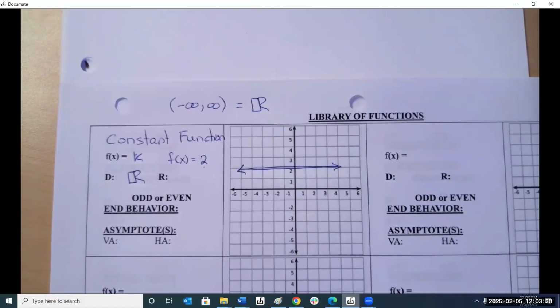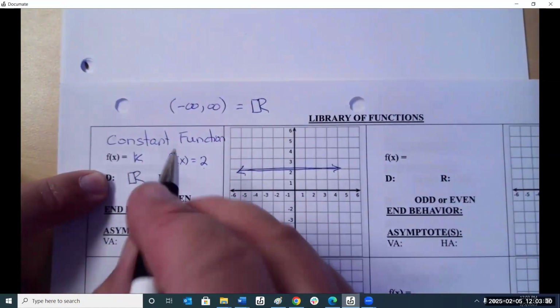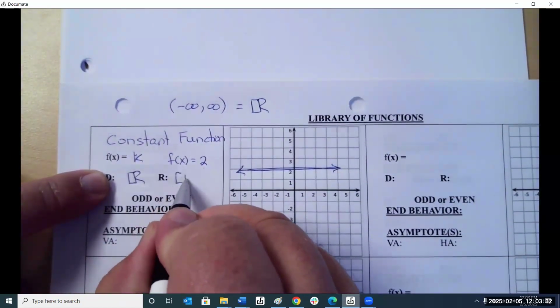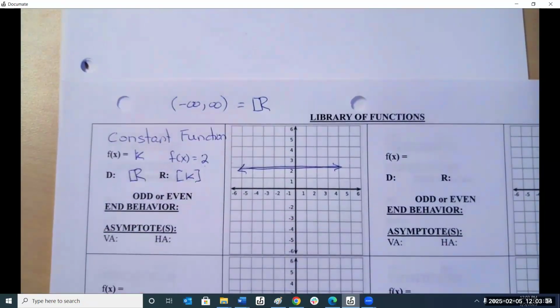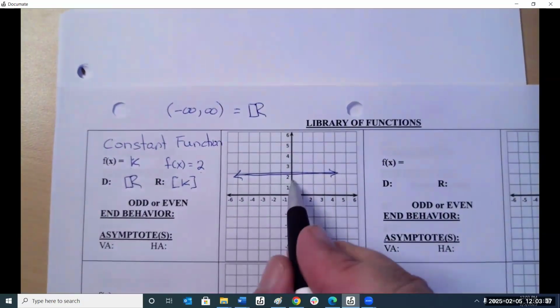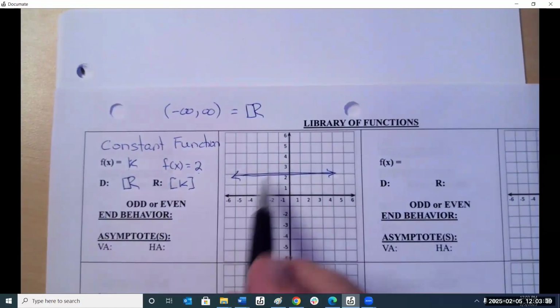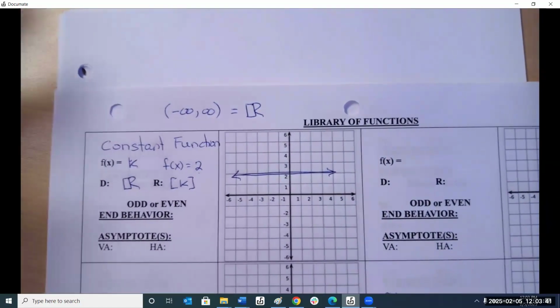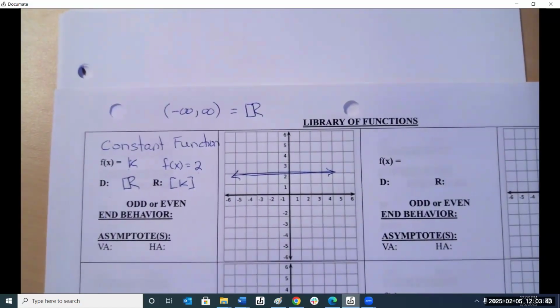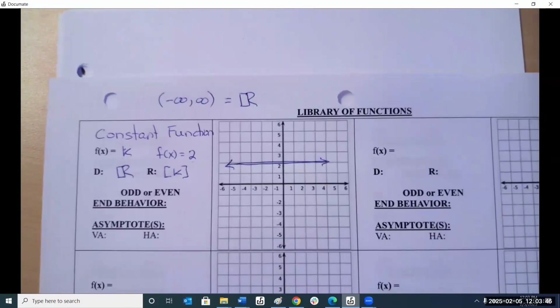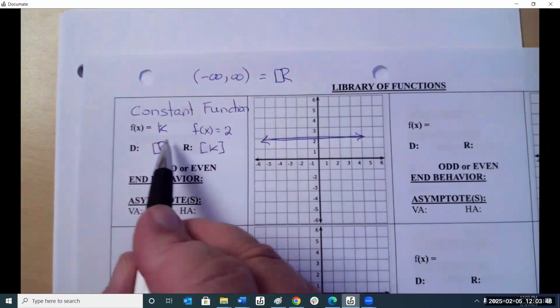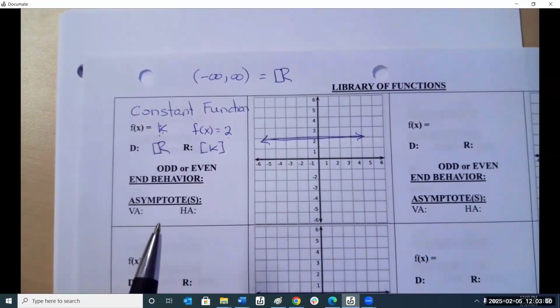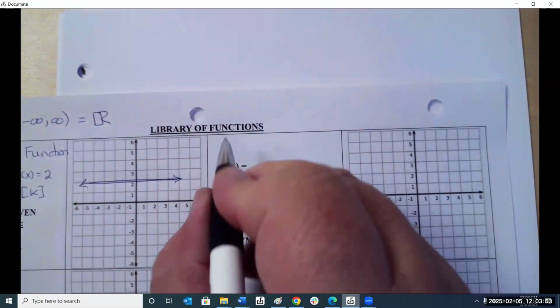What's my range? It's just 2. It's just whatever the constant is. Since this is my function, in this case, it would be just 2, because any x you give me, y is always going to be 2. That's a constant function. Since there's no x, it cannot have an x-intercept. So that's why it has to be horizontal.